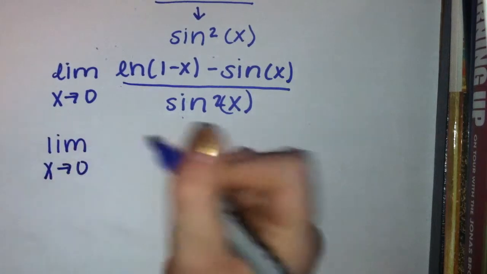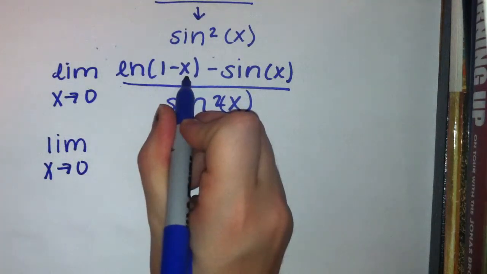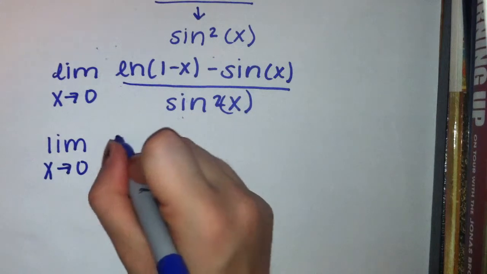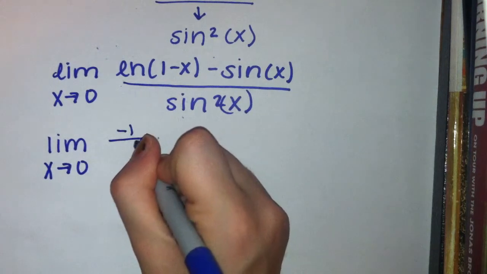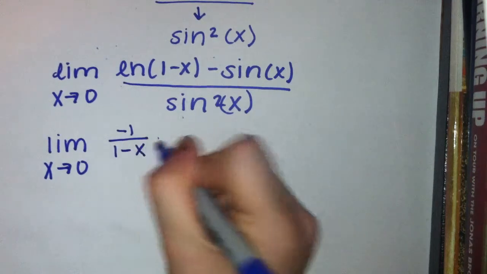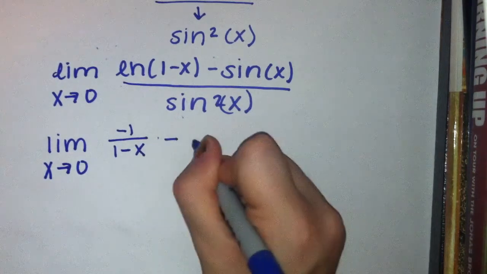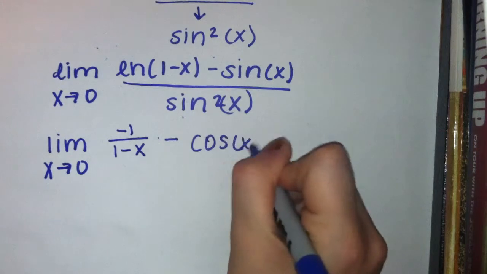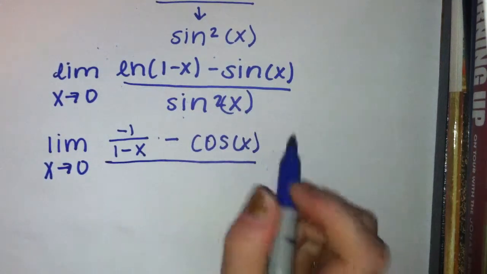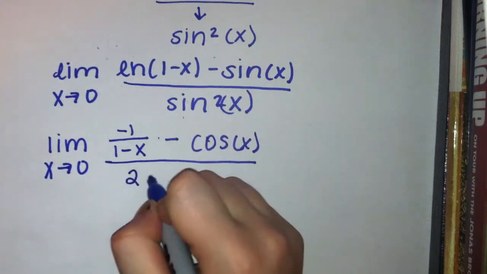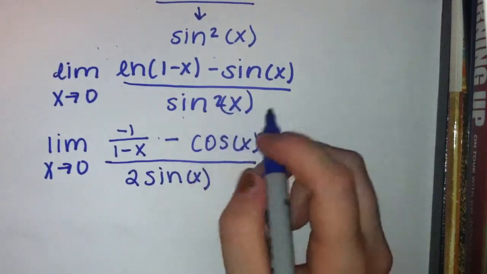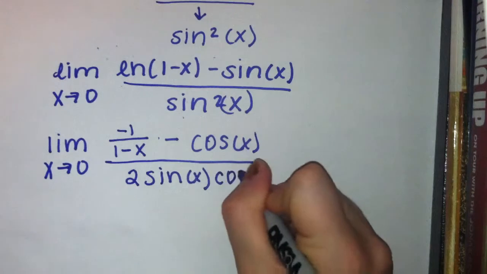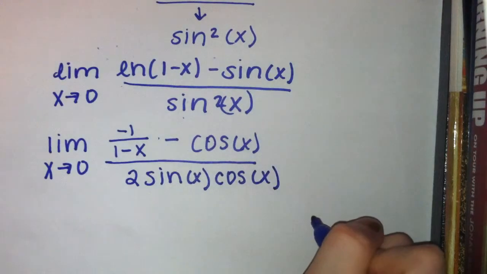First, we'll take the derivative of the natural log of 1 minus x. To do that, you do 1 over what is on the inside of the natural log times the derivative of what is inside the natural log, which equals -1 over 1 minus x. Then we subtract the derivative of sine x, which is cosine of x. And now we take the derivative of sine squared of x, which is 2 sine of x times cosine of x, because you take the chain rule and multiply by the derivative of the inside.